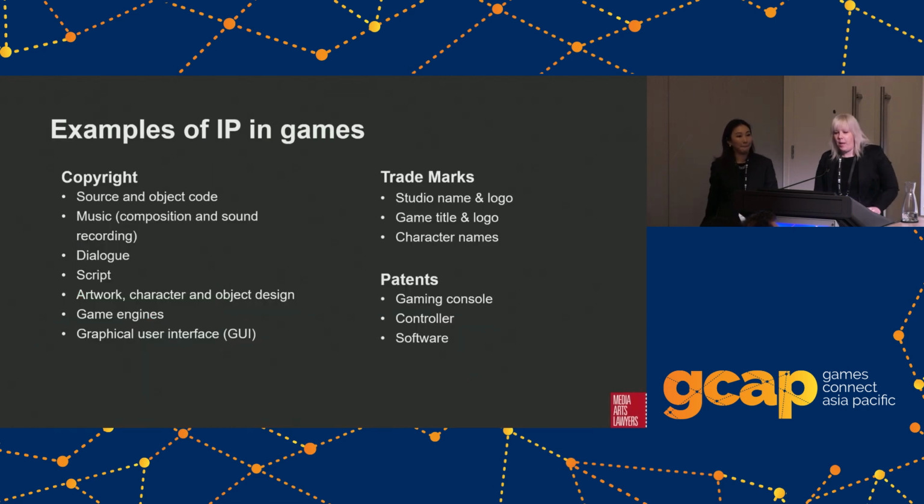So these are some examples of IP in games. So under copyright, there's source and object code, music, so both the composition and the sound recording, dialogue, script, artwork, character and object design, game engines, GUI. Sorry, this is in trademarks now. Studio name and logo, game title and logo, character names. And then patents would be things like game consoles, controllers, and certain type of software, provided that it's inventive or innovative.